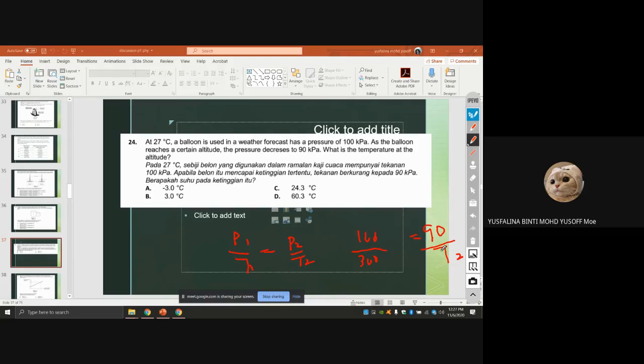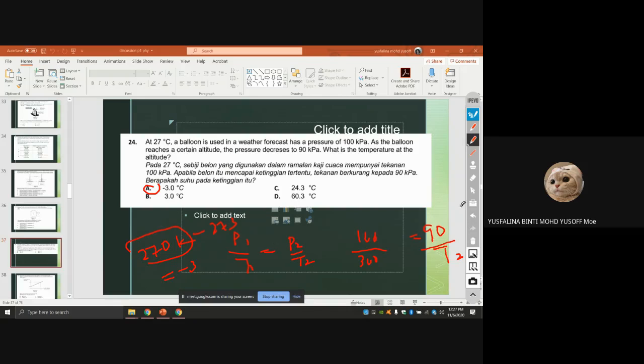So number 24, the answer is A, negative 3 degrees Celsius. 270 minus 273, this one you have to change back. You got 270 Kelvin, and when you want to change back to degrees Celsius, you minus 273. That's why you get negative 3. So before you change to degrees Celsius, the answer is 270.